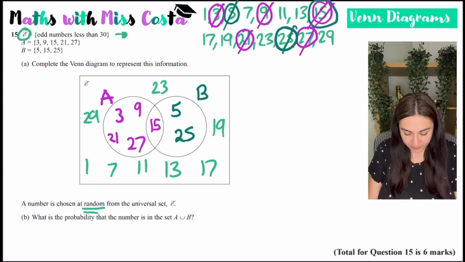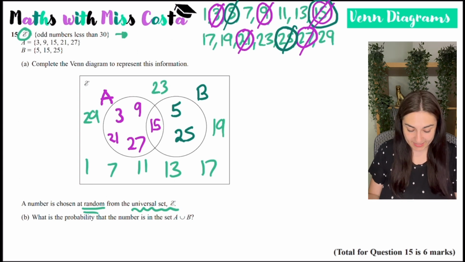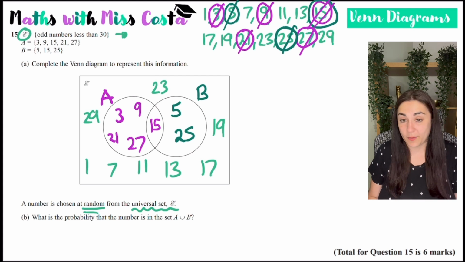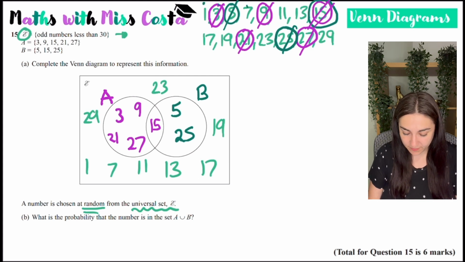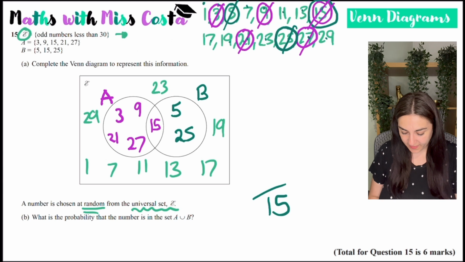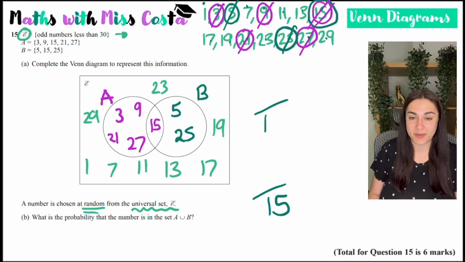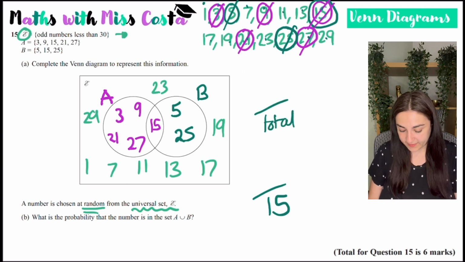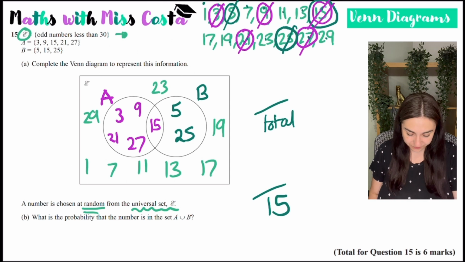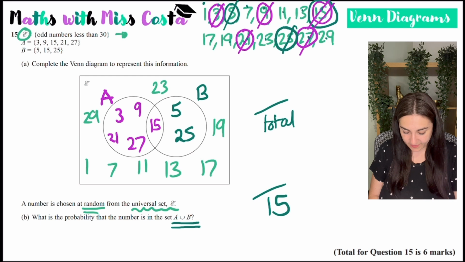Now next it says a number is chosen at random from the universal set. So the universal set is like these numbers here. I want to figure out how many numbers there are in total. So let's just count them. There's 1, 2, 3, 4, 5, 6, 7, 8, 9, 10, 11, 12, 13, 14, 15. So there's 15 numbers in total, and in probability the denominator is always going to be your total. So what is the probability that the number is in the set A?